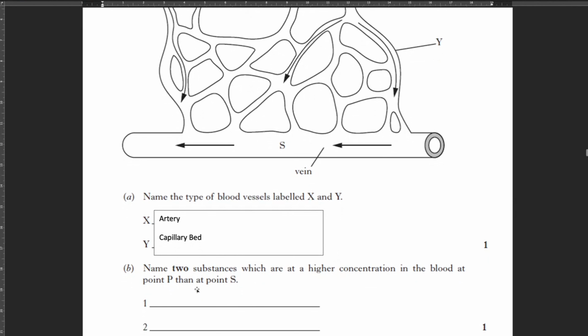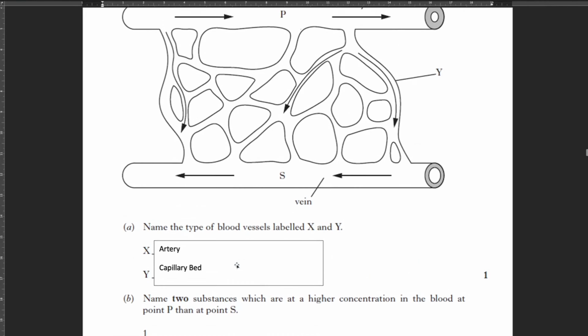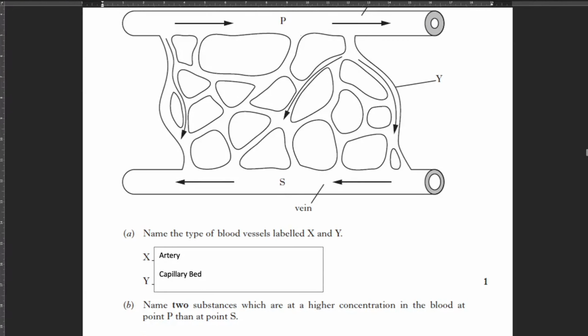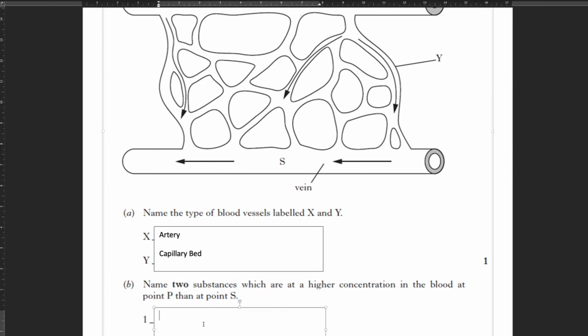Part B, name two substances which are at a higher concentration at point P than point S. Okay, so point P is up here in the artery and point S is down here in the vein. So what's going to be in a higher concentration in an artery compared with a vein is essentially what it's asking us. So in our arteries, hopefully we will have things like oxygen, and that will be in a high concentration because the cells in the capillary bed are bathed by that tissue fluid. They're going to need oxygen. They're also going to need glucose.